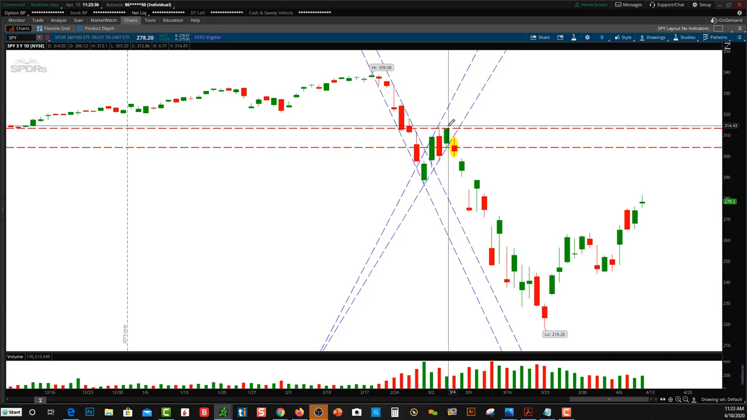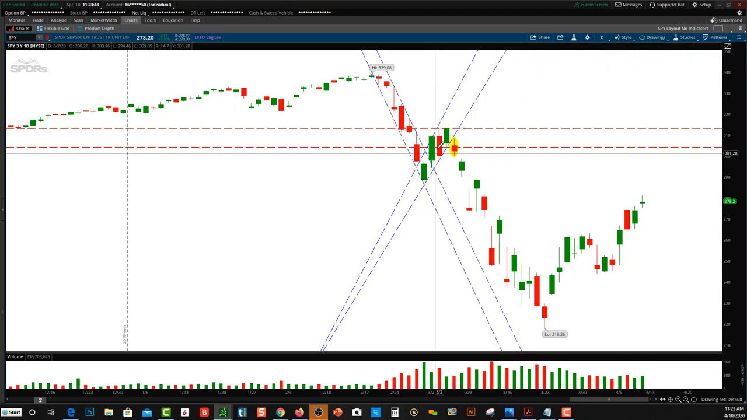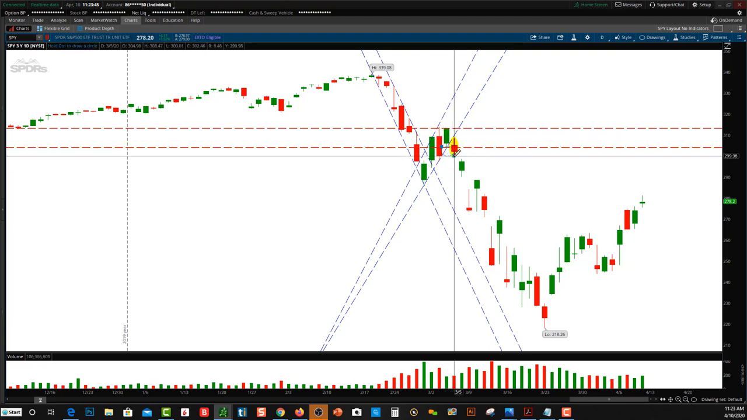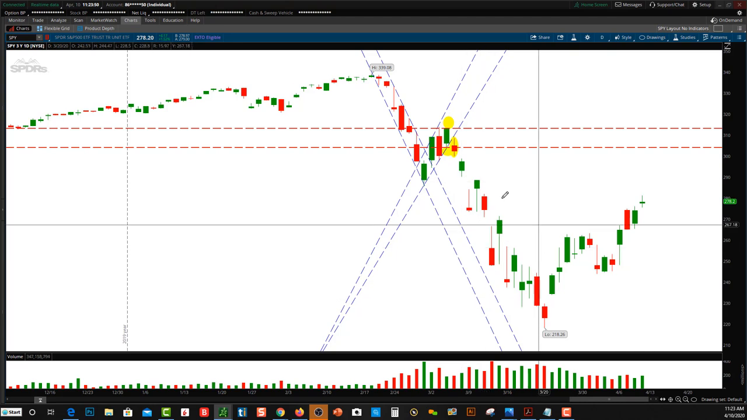Candlestick close above here as my stop. Go short. Candlestick close above here as my stop. I'll give you a visual. Go short as it's falling below here. Candlestick close below as my stop. Then again, I showed you in the other videos, decide when you're taking your profits.